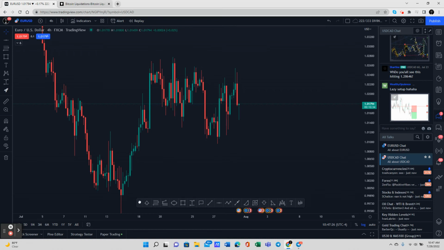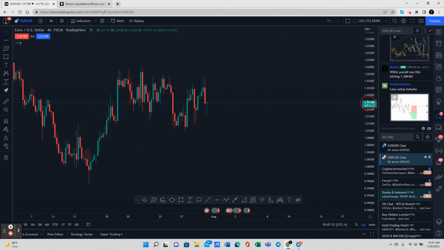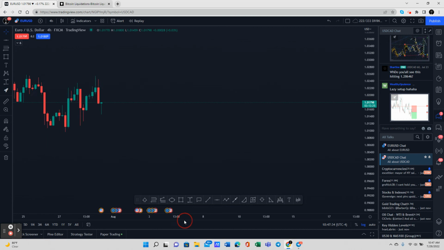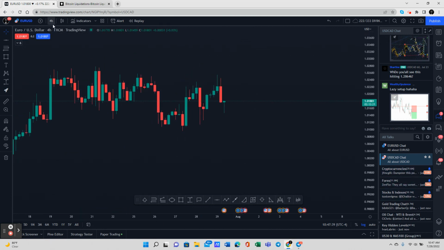Hey, I'm on the 4 hour for the Euro USD. I wanted you to see what it looks like when you do your markups on a 4 hour chart, and then you're gonna drop down to a lower time frame. So I'm gonna go on the 4 hour and then I'm gonna drop to a 30-minute chart. So this was an area right here where you had some imbalance to come into the market.